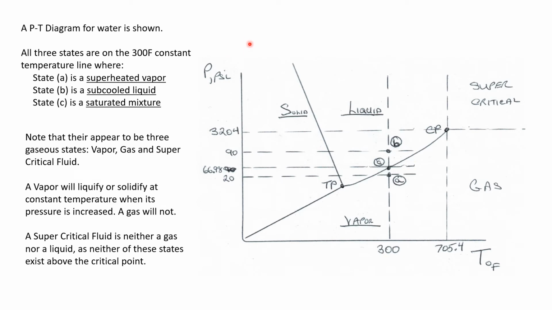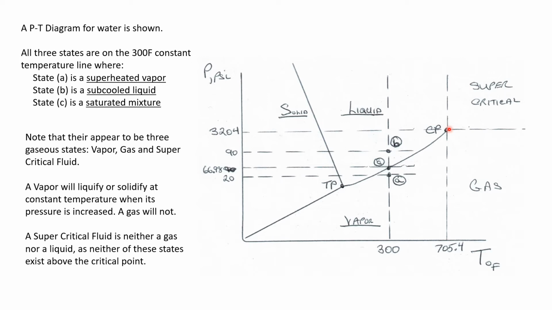Now let's plot a pressure temperature diagram, which looks very different. It doesn't have a vapor dome. We have a line here that separates solids from vapors. We have a line here that separates solids from liquids. We have a line here that separates liquids from vapor. And that line ends abruptly at the critical point.